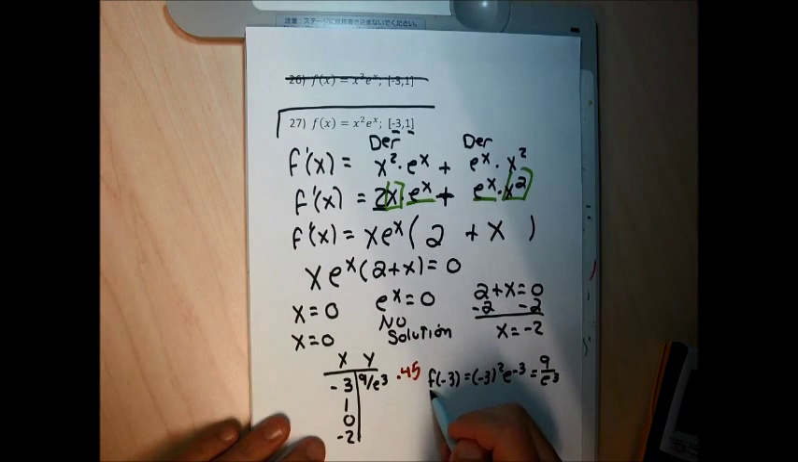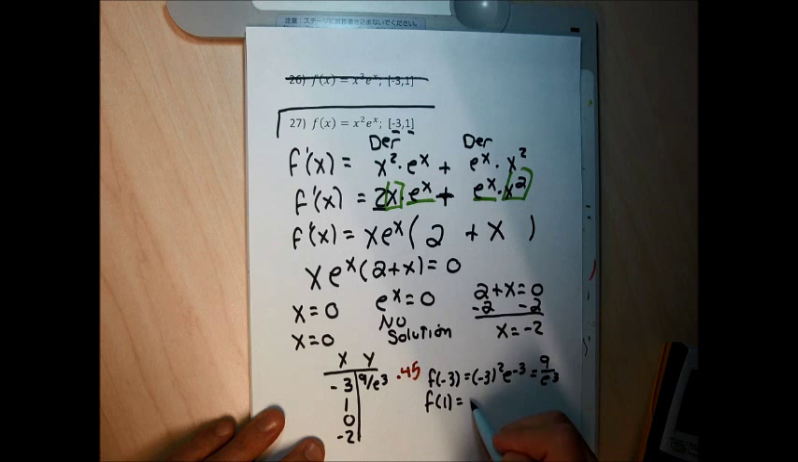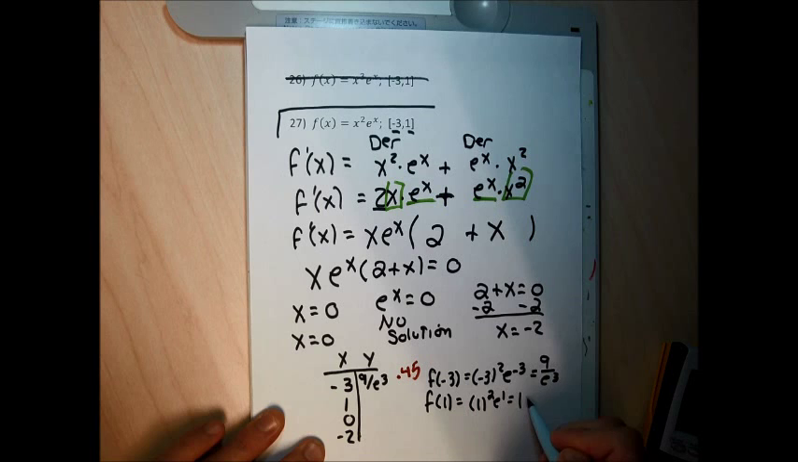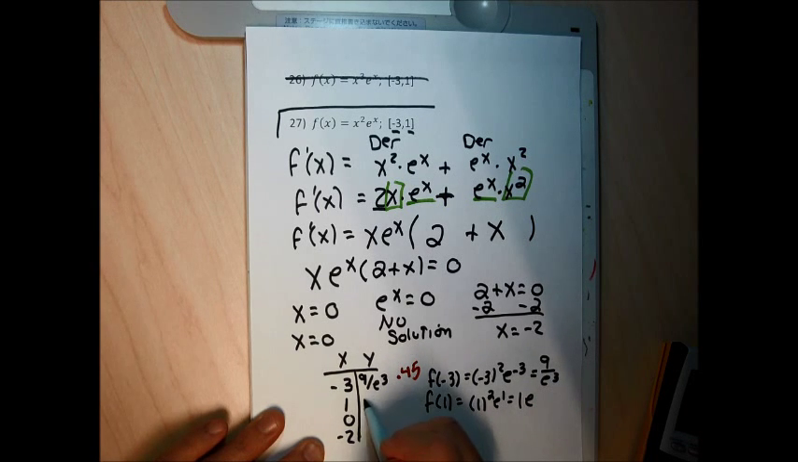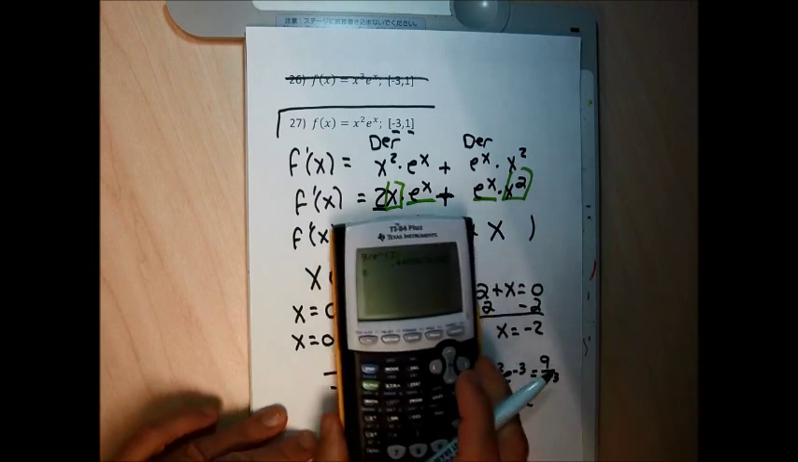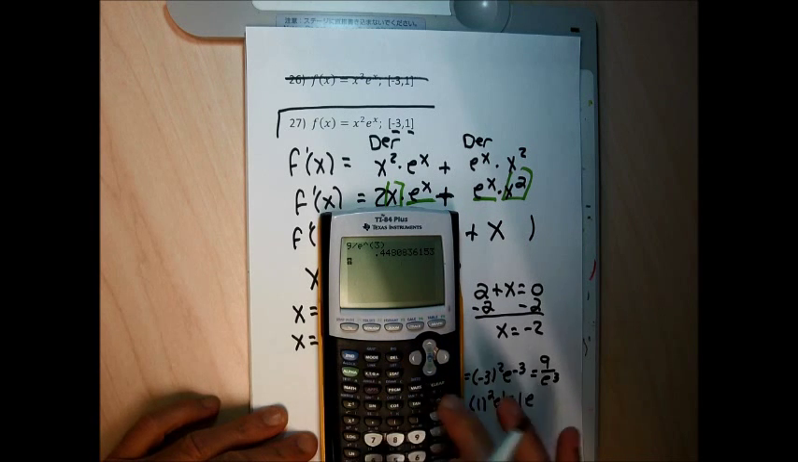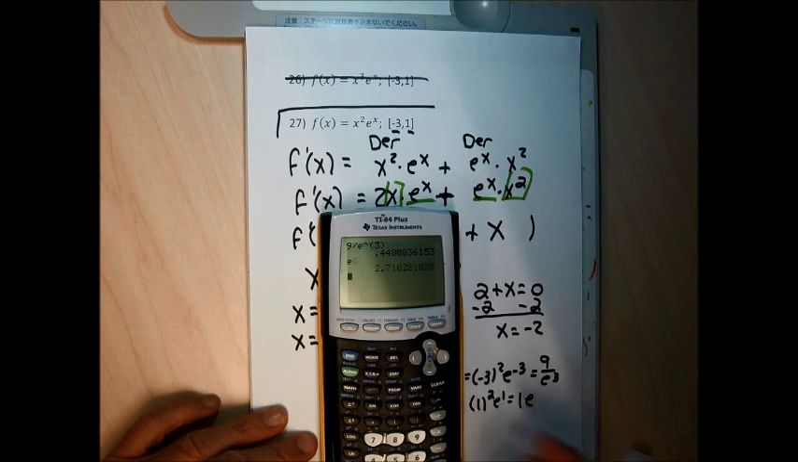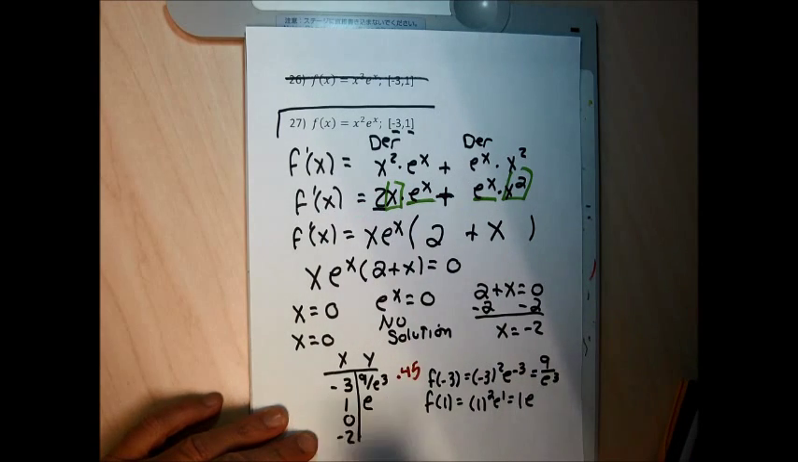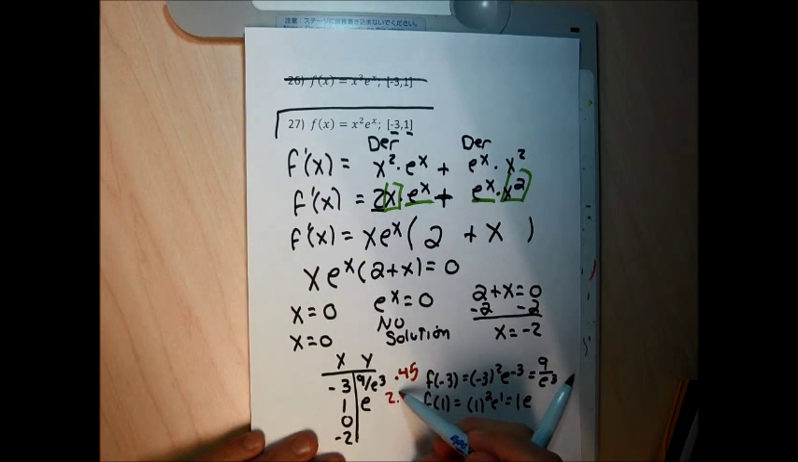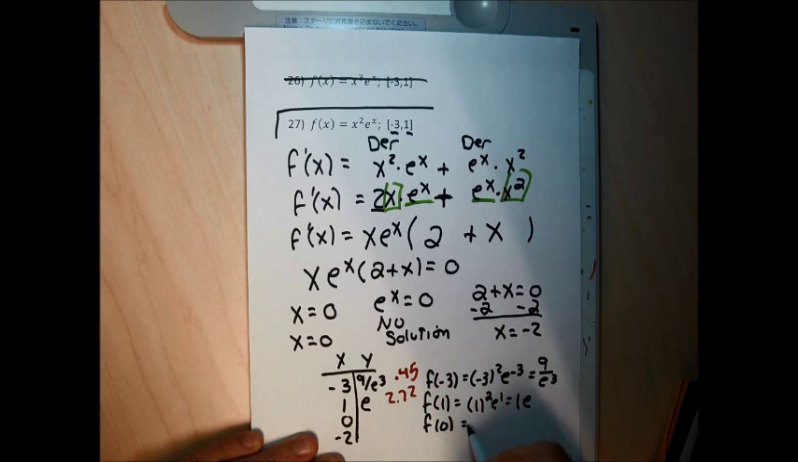For 1, I'm going to go f of 1, which is going to be 1 squared times e to the 1. 1 squared is 1, e to the 1 is just e. That's just going to give me e. E is like 2.72. If I want to get e by itself, I just hit second and divide. Gives me the e without an exponent, and that rounds to 2.72. For 0, I'm going to go f of 0, which is going to be 0 squared times e to the 0. 0 squared is 0, e to the 0 is 1, and 0 times 1 is 0.